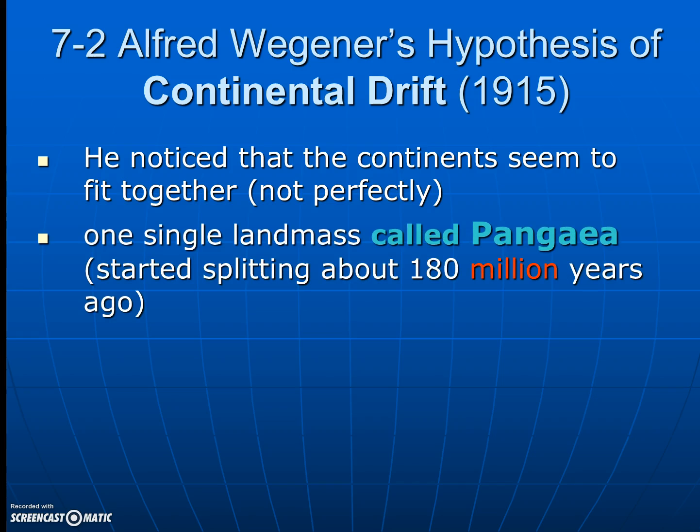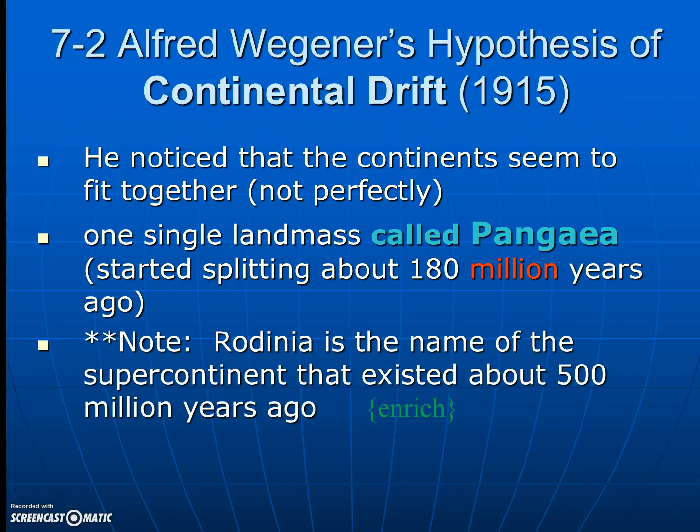One single landmass called Pangea is what he called it, and he estimated that it started splitting about 180 million years ago. So maybe you've heard of the word Pangea before, but that's what he called it. Rodinia is the name of the supercontinent that existed about 500 million years ago. So that is actually what happened before Pangea. Just fun fact for you.